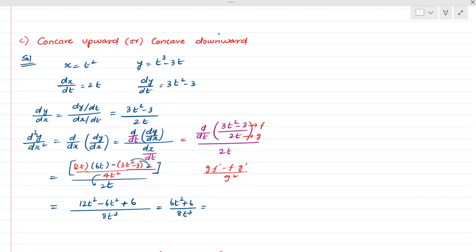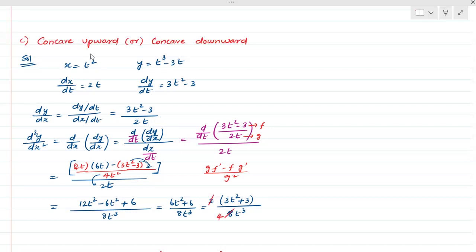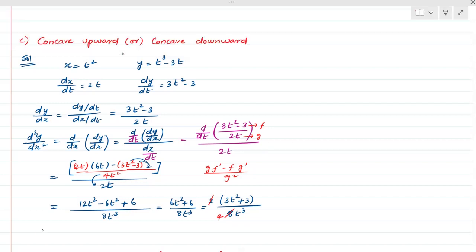Now you can simplify by taking the 2 as a common factor. When you take 2 common, you will get 3t square plus 3 over 8t power 3. If you cancel the common factor, it becomes 4. So this is the final answer for dy over dx. The second derivative, this is the common part: d square y over dx square equals 3t square plus 3 over 4t power 3.